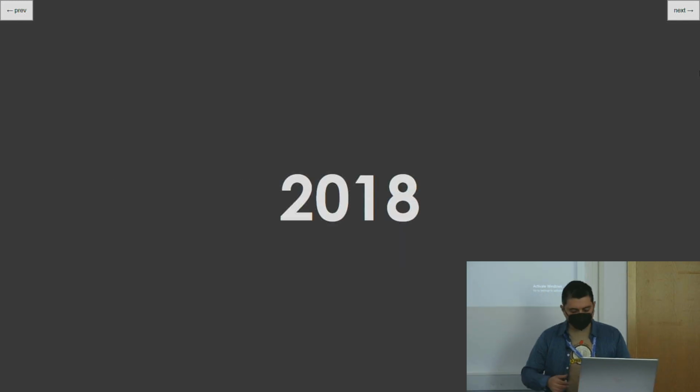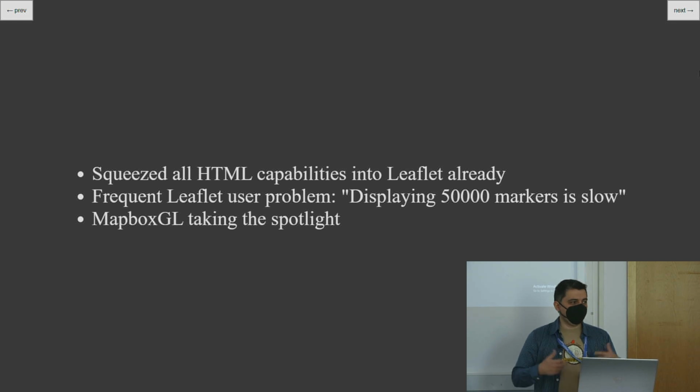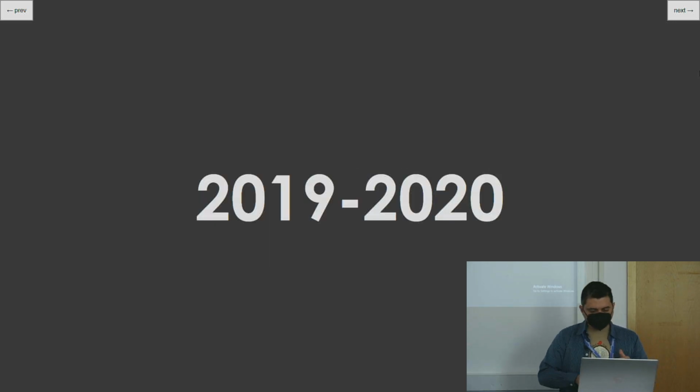Fast forward a couple of years, Mapbox starts to take the highlights because it works with WebGL, it works way better. I have done all the Leaflet plugins I could do and squeeze all the functionality of HTML I could, and we still had the same problems. People complaining, if you load 5,000 points in Leaflet, it goes slow. So then Leaflet kind of decayed a bit.